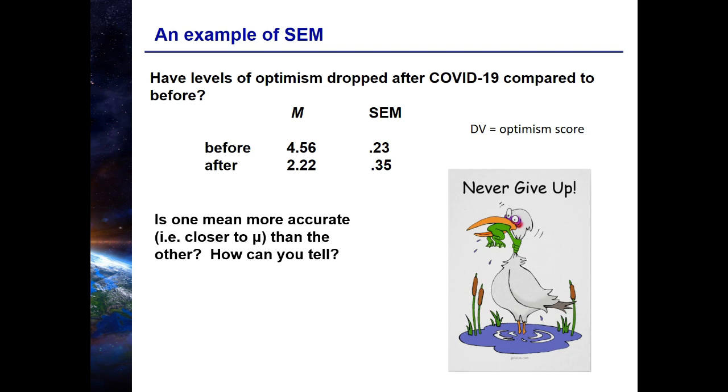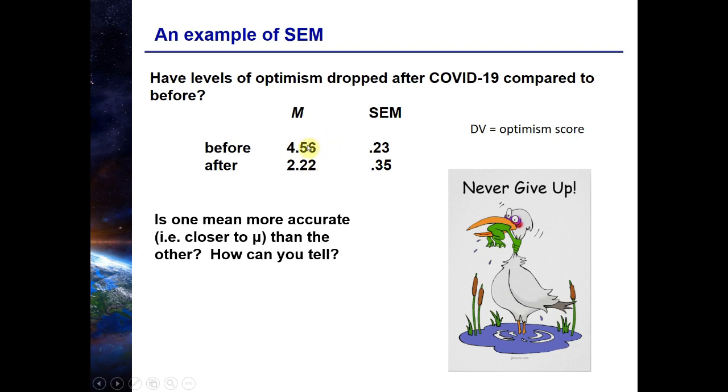So if I ask the question, which mean is more accurate? Probably. Okay, it's always going to be probably. Which sample mean is probably closer to mu? Which one is probably more accurate? And then how can you tell? Well, in order to answer that question, you have to look here. And you say, well, wait a second, this is a smaller number. This is reflecting less error. So that means that this mean is probably closer to the population mean than this one is.